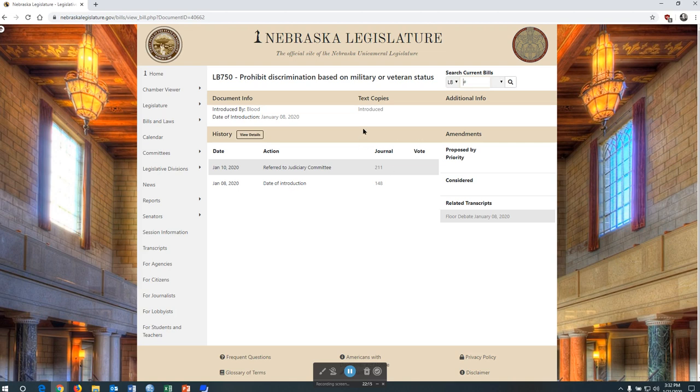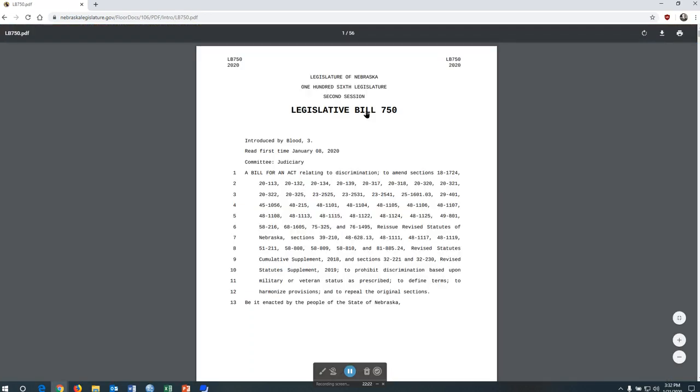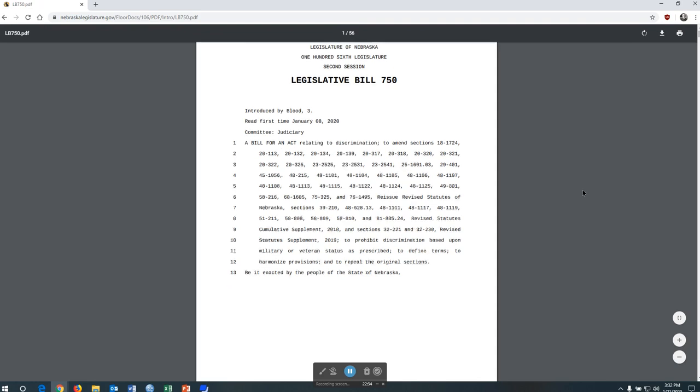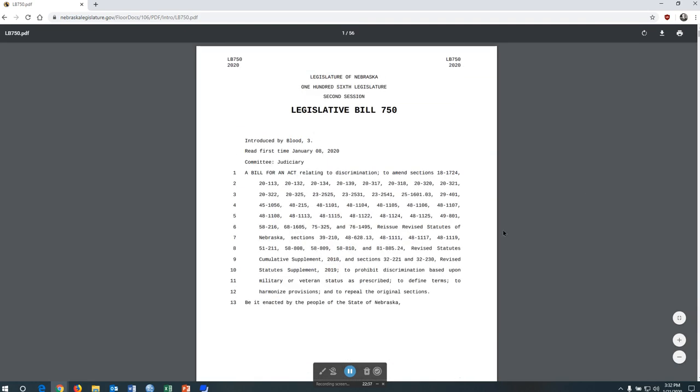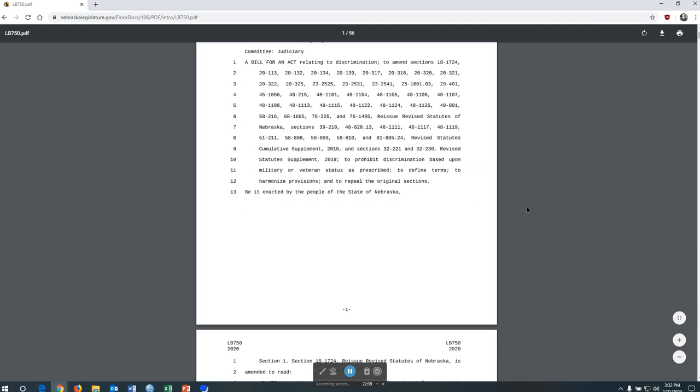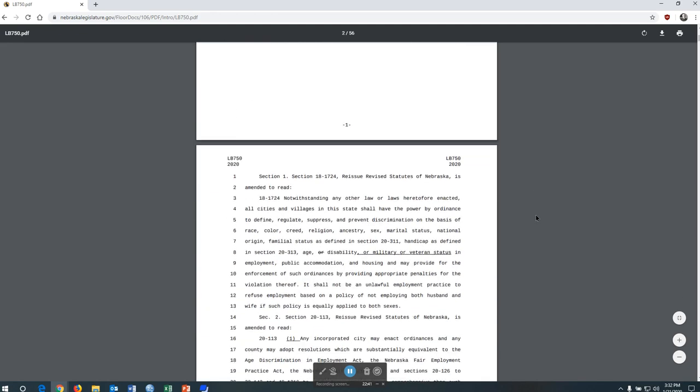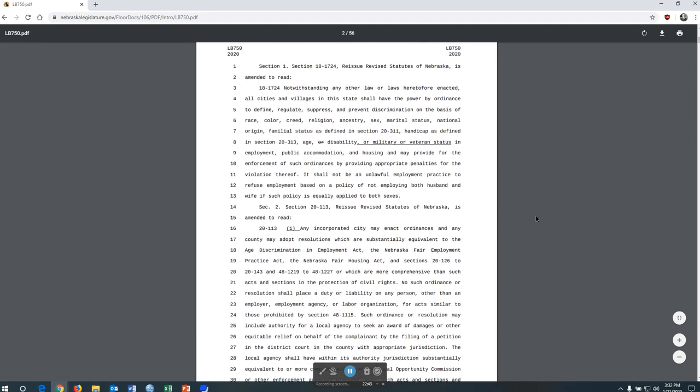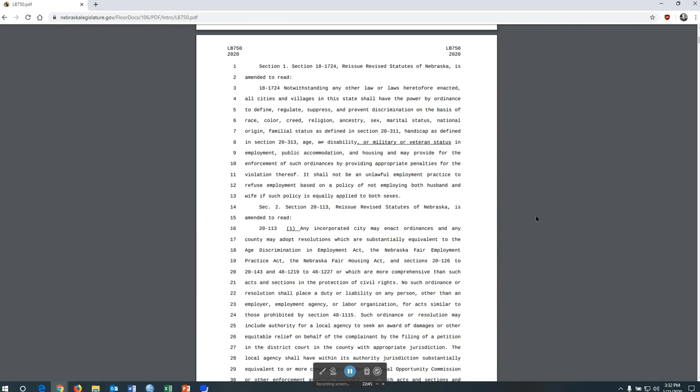Well, if you want to read it, you can click on Introduced, and you're going to see the bill pop up as introduced by Senator Blood. So you can see that a bill writer helped her write all this. This is where you get what a law relates to, right? And the committee that it's probably going to go to. After this, it'll say something like "Be it enacted by the people of the state of Nebraska." And then you're going to get to the meat of the bill itself. It's not a law yet.